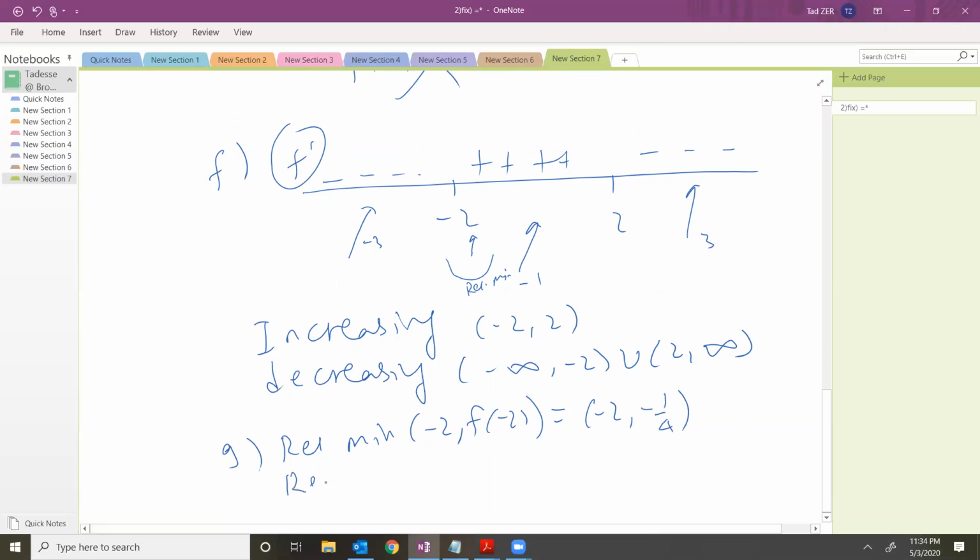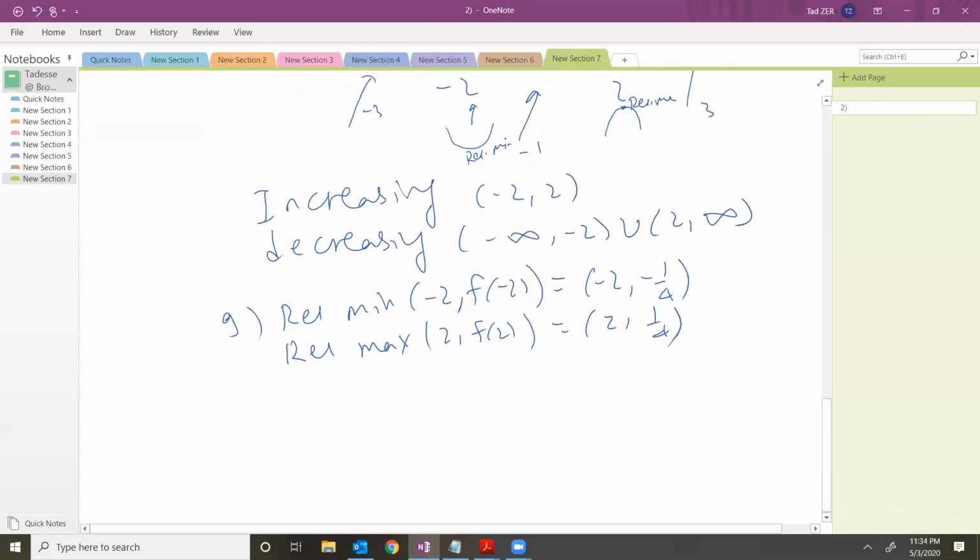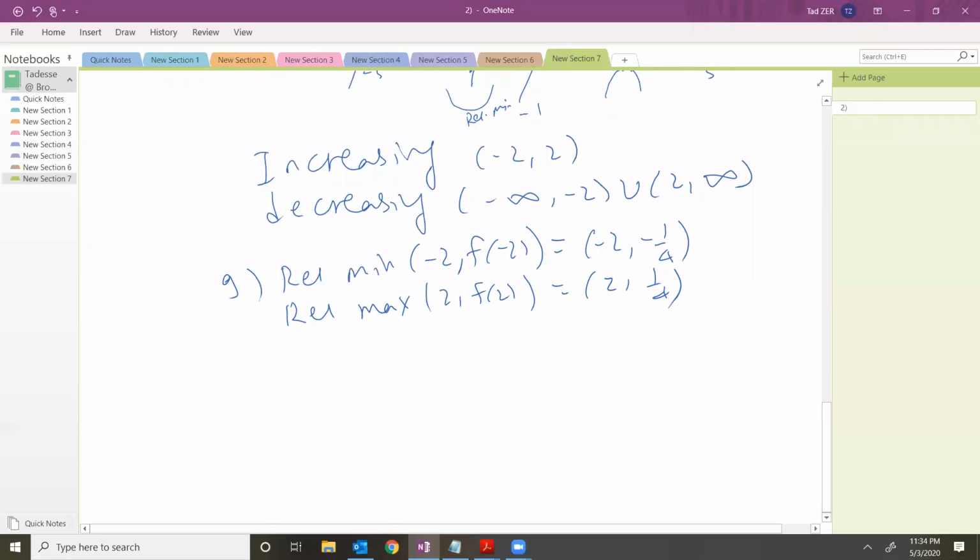And then relative max, as you can see here at 2, it's increasing, then decreasing. So this is a relative max, okay? So it's at 2, f of 2. If you evaluate it again, it will be 1/4. So we have the intervals where it's increasing and decreasing, and the relative max and relative min. Now, the last part is concavity.